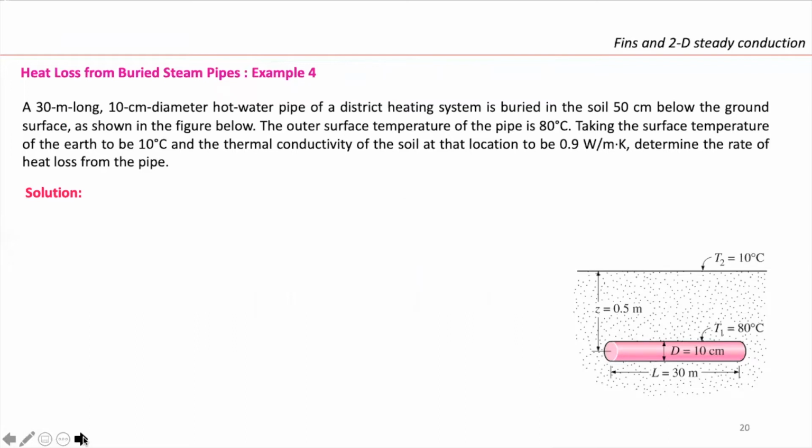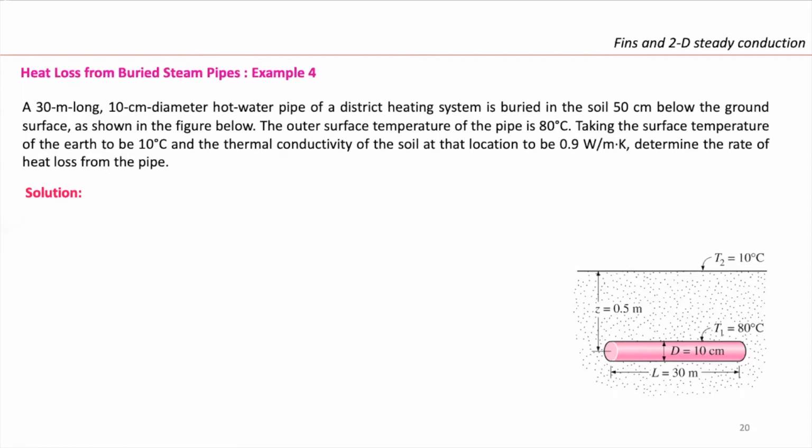So we have a 30-meter long, 10-centimeter diameter hot pipe of a district heating system buried in the soil 50 centimeters below the ground surface. So you have here, right, the image. The average surface temperature of the pipe is 80, taking the surface of the earth to be 10 and the thermal conductivity of the soil at that location to be 0.9 watts per meter Kelvin, determine the rate of heat loss from the pipe. So we are dealing with two isothermal surfaces, right?